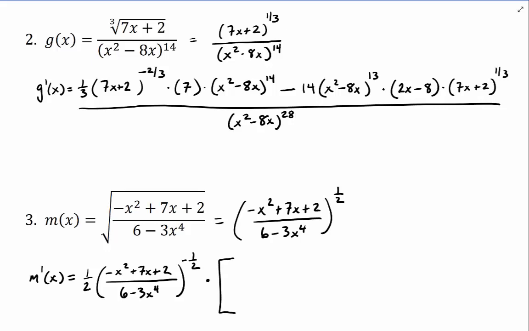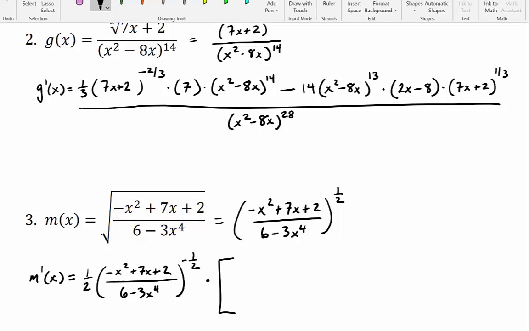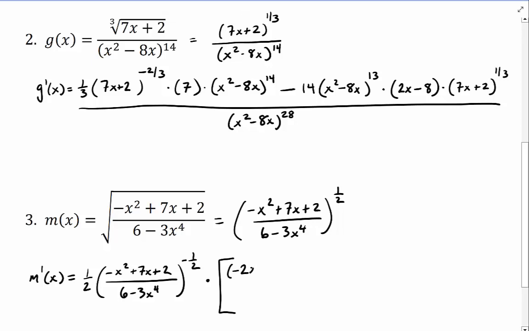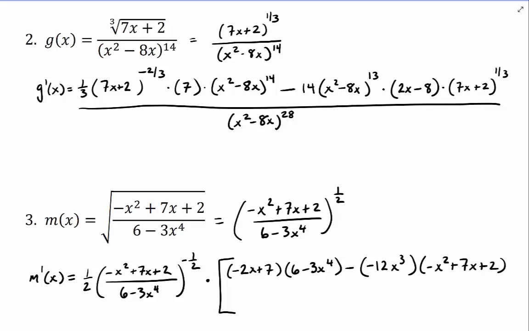Well, if I look at the inside function and focus on it, it's a quotient. It's a polynomial divided by another polynomial. And so in order to take the derivative of the inside function here, I need a quotient rule. And so the quotient rule says, take the derivative of the numerator, multiplied by the denominator as is, take away the derivative of the denominator, multiplied by the numerator as is, and then all of that is over the denominator all squared.